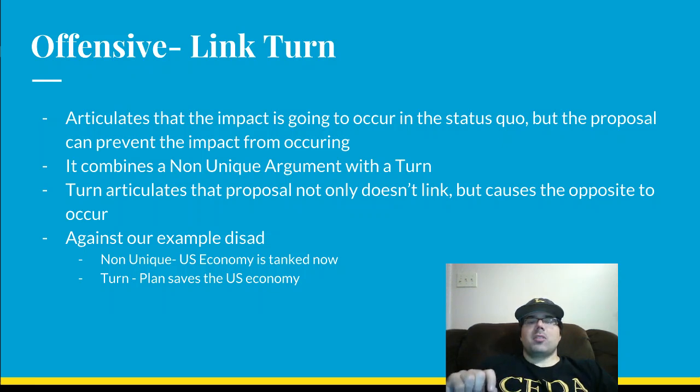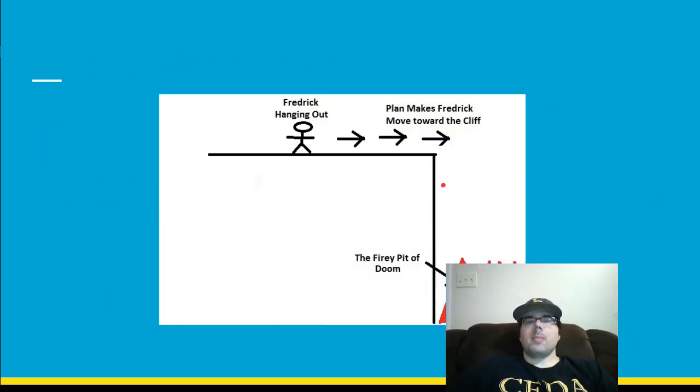It would say that the U.S. economy is bad now, but the plan would be able to save it. So, the disad says that Frederick is hanging out here or moving in this direction. The plan causes him to move this way and fall off the cliff. A link turn, on the other hand, says that Frederick is not moving in this direction, but is in fact moving this way right now, and that the plan makes Frederick turn around and avoid the big fiery pit of doom.